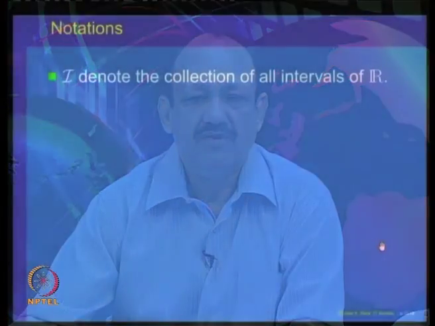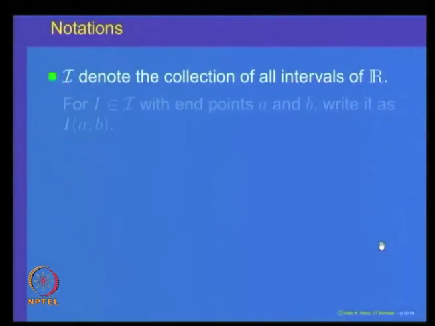Next, we give an important example of a measure which is defined on the collection of all intervals in the real line. To do that, let us fix our notations. We will denote by I the collection of all intervals on the real line. For an interval I with end points a and b, the left end point being a and the right end point being b, we will write it as I a comma b. So a will denote the left end point and b will denote the right end point.